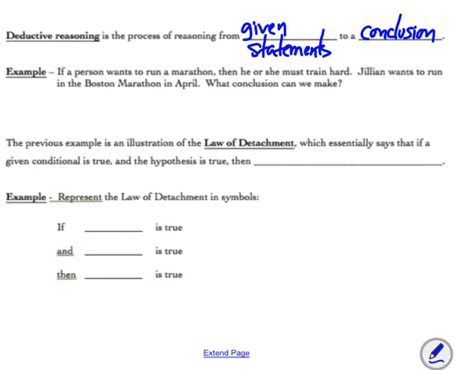But here's an example. If a person wants to run a marathon, then he or she must train hard. Jillian wants to run the Boston Marathon in April. What conclusion can we make? If you want, I would like for you actually to pause for a second and just go ahead and answer that question. All right, so hopefully you had a chance to think about that idea a little bit. So probably the right answer here would be that Jillian needs to train hard.